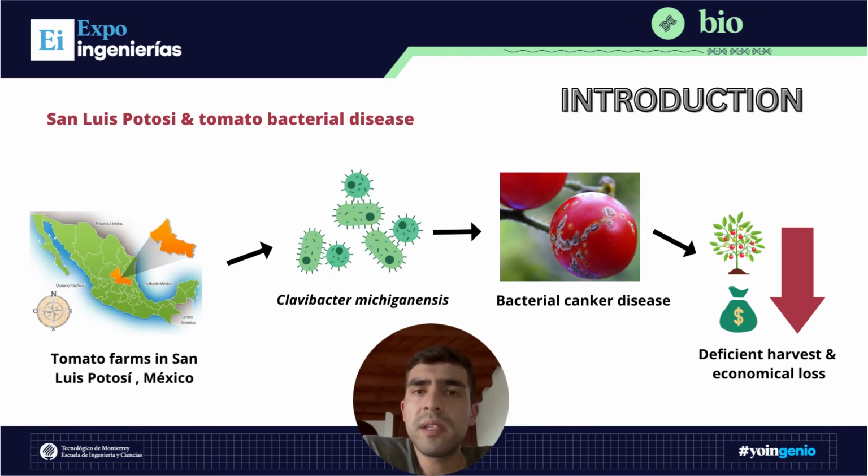In the agronomical sector, several issues have been found regarding these resistant bacteria in crops, particularly in San Luis Potosí, Mexico. In the tomato farms, there's a bacteria called Clavibacter michiganensis that is responsible for the generation of the canker disease in tomatoes, which leads to a poor harvest and therefore an economic loss for the producers or the farmers.